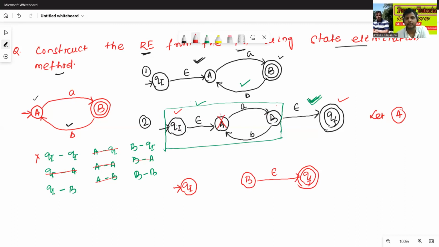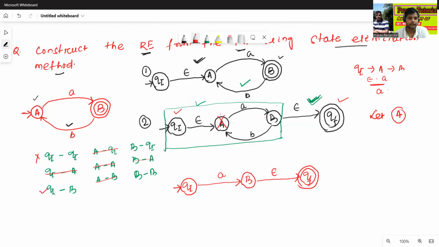Qi to B: is there any path from the initial state? The path is Qi to A and A to B. Sorry, that is capital A. Qi to A, the path is epsilon, and A to B, the path is A. That means Qi to B, the path is A. So we have to preserve all paths. That is important.